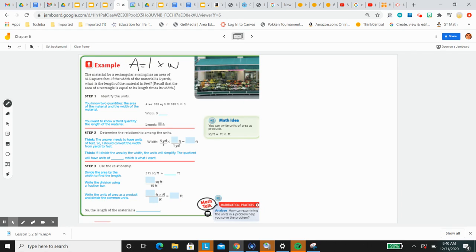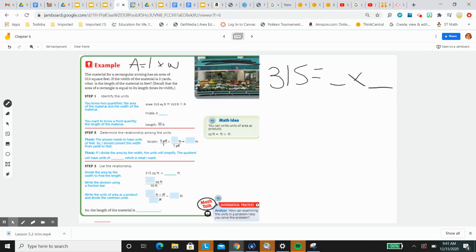We've done area before in 4th or 5th grade. We know that it's length times width. The material for a rectangular awning, this thing right here is the awning, has an area of 315 feet. I know the area is 315. It's going to equal something times something. If the width of the material is 5 yards, what is the length of the material in feet?